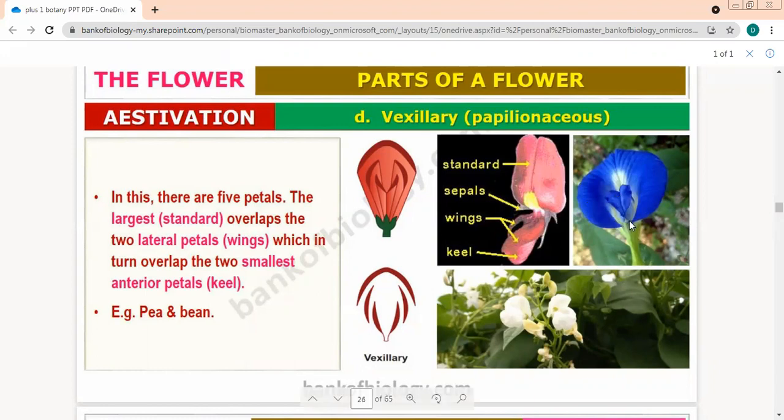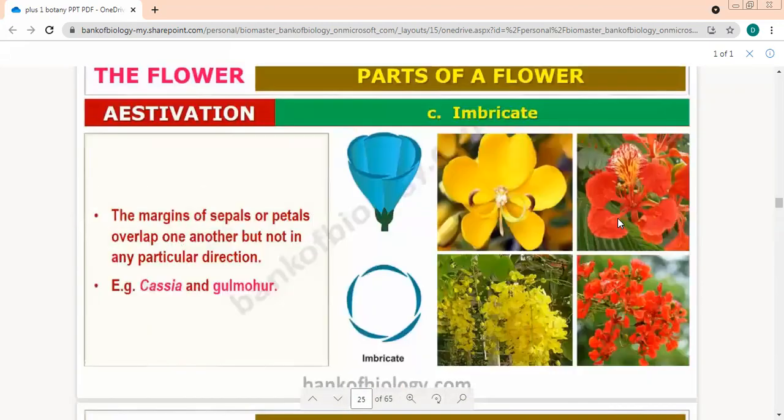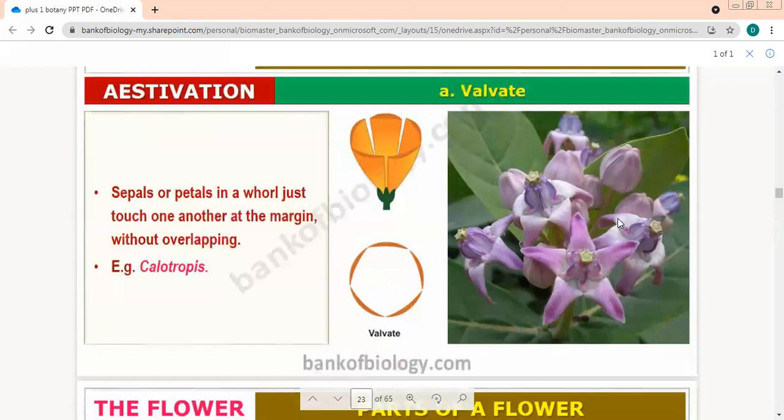Below these, the even smaller whitish ones that are visible, what are these petals? Anterior petals or keel petals. What kind of estivation is this? Vexillary. So how many petals are there over here? 5. Sorry, let's do it once again.